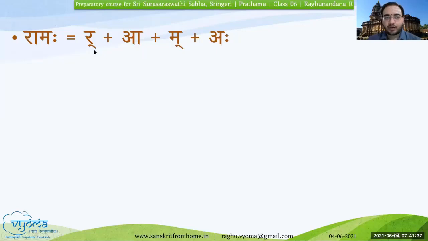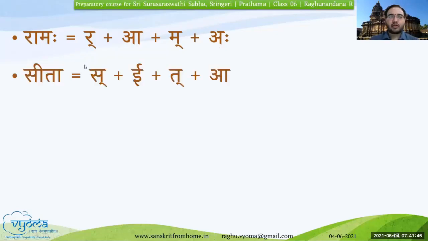Similarly, if we give the letters on the right side, you will also have to compose the word, that is, combining these letters, what word is coming up. So make a note of these. Similarly for Sita, it will be S, E, T, A, it becomes Sita. Saying a plus sign in between is not mandatory. You can just say S, E, T, A, that is still valid. Or if you want to specifically say S plus E plus T plus A, then also it is fine.